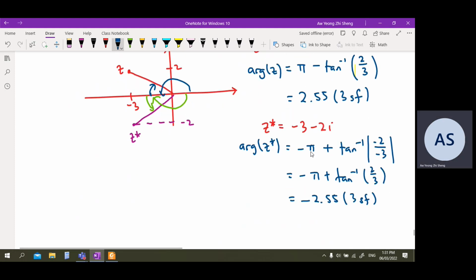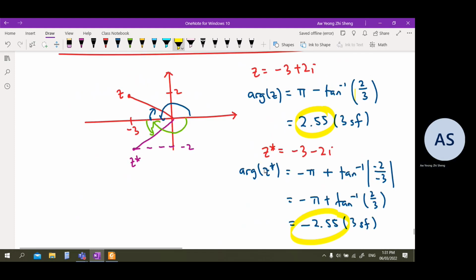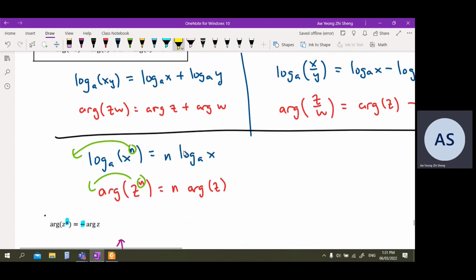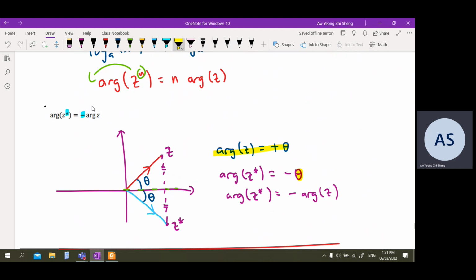Okay, so from here we see that the argument of z star will be the negative of the argument of z, as you can see from these two answers. Okay, so this property is applicable regardless of which quadrant your z is located. It works for all quadrants for your position of z.